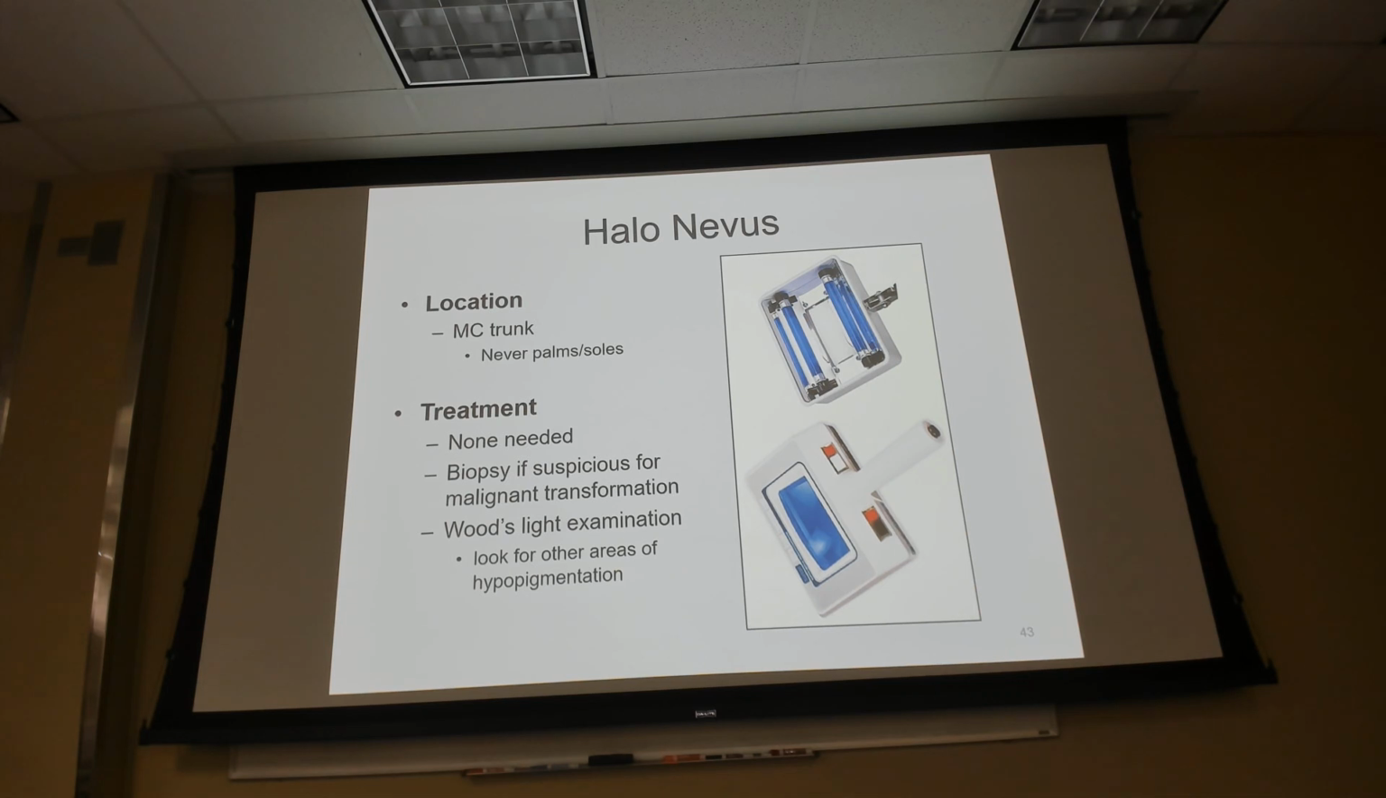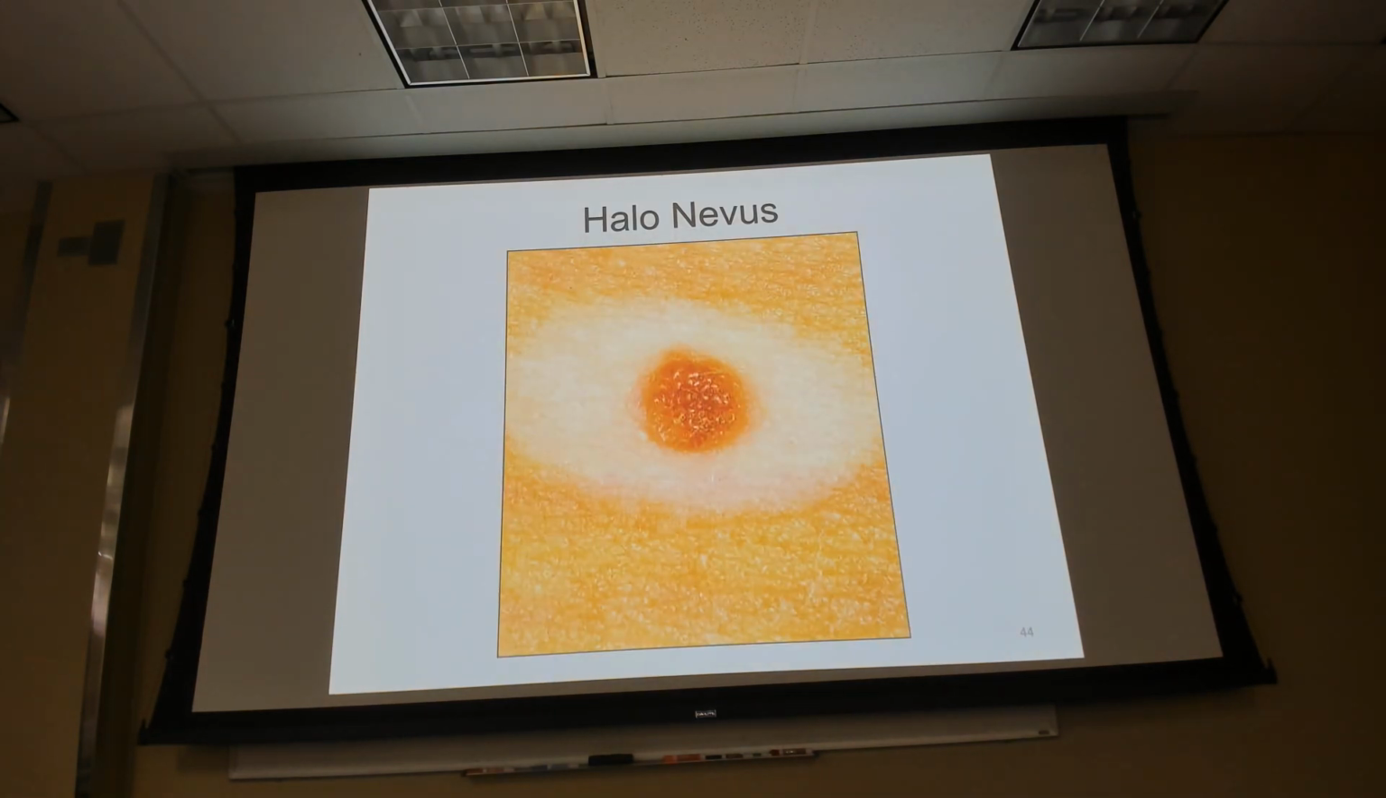If we were to see these, then we could use the Wood's lamp to find some other locations that may or may not have the mole, but yeah, if we need to look for that, we could use those things. So here you go. Again, it's all centralized, right? The mole is smack in the middle, and then the halo is all up and around.